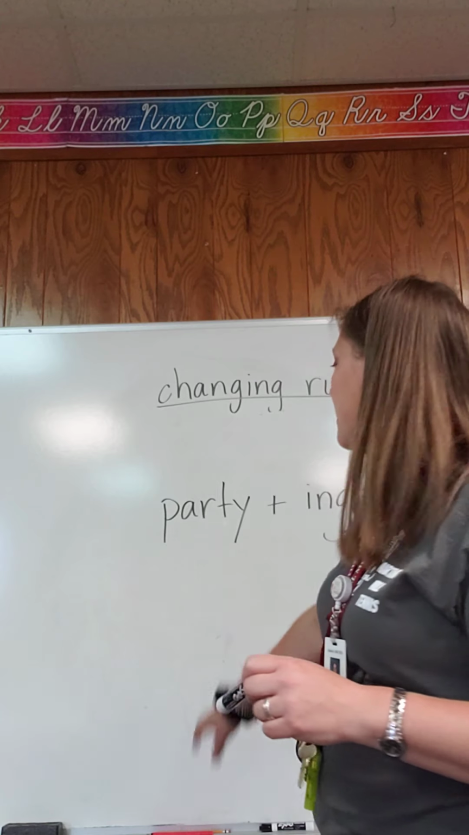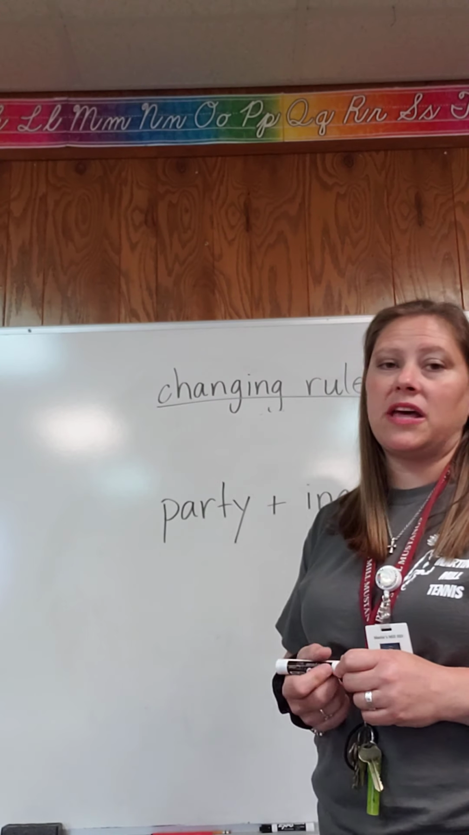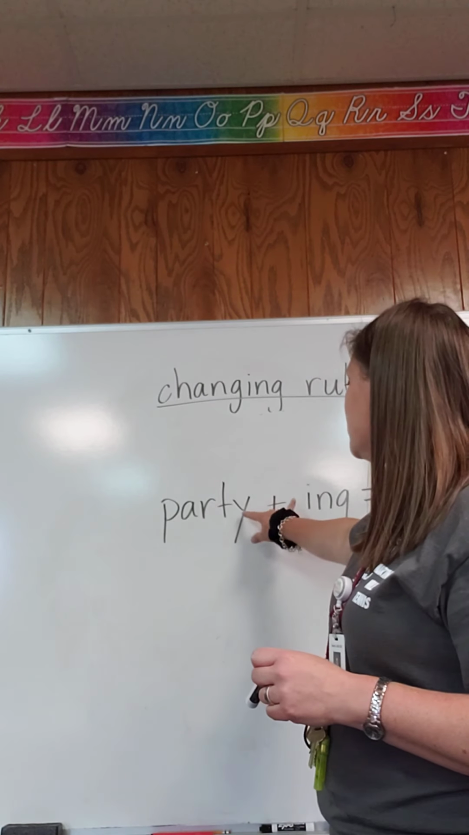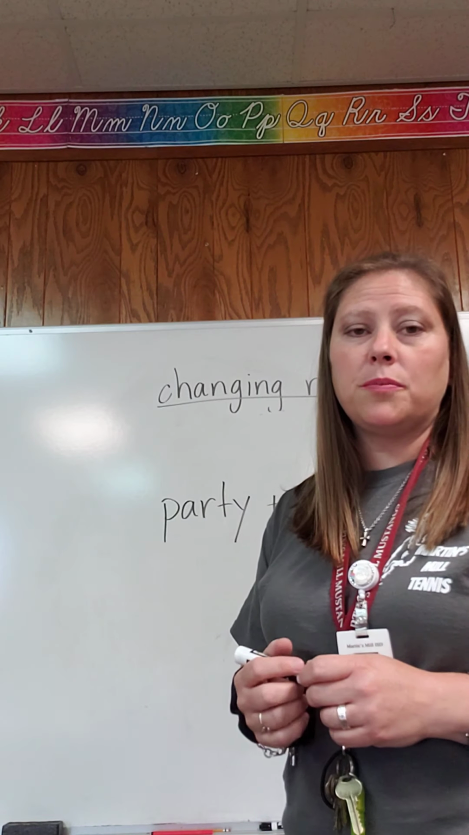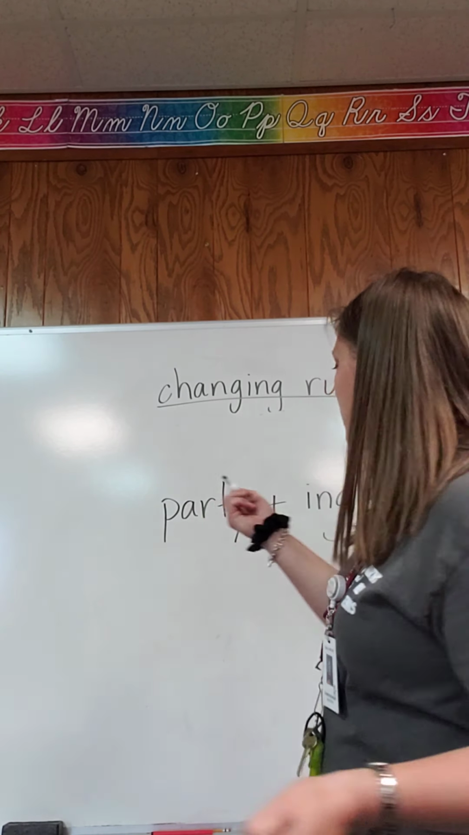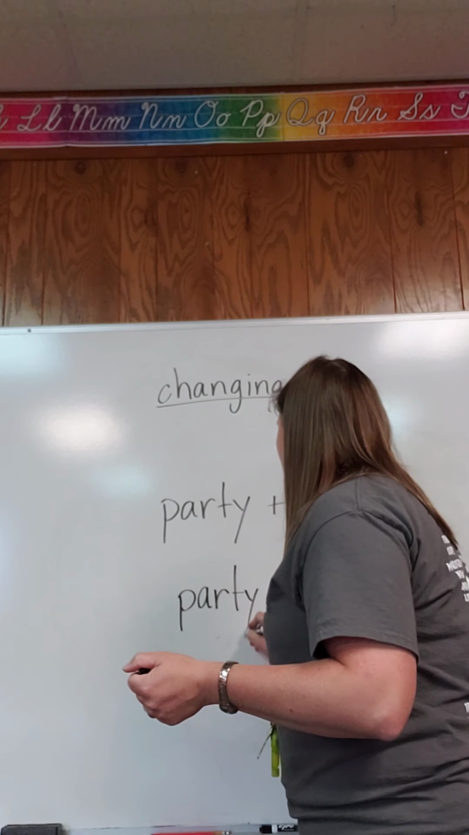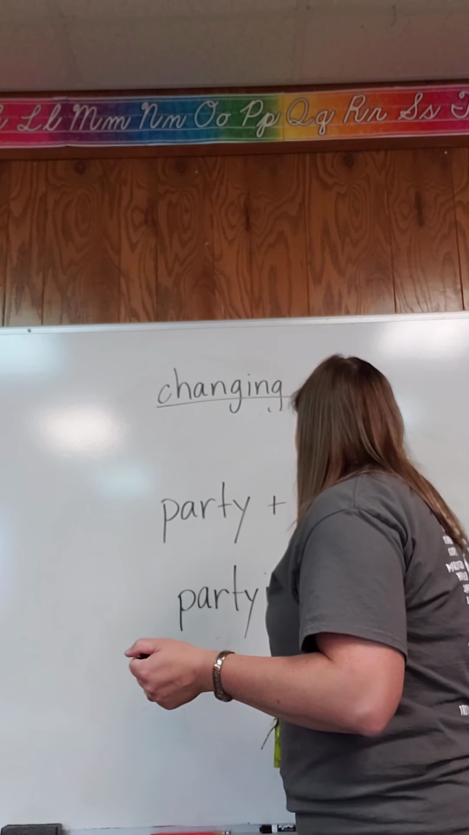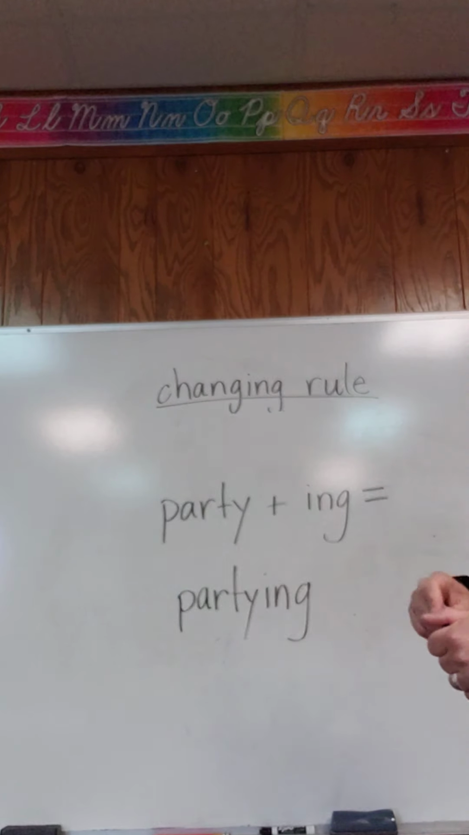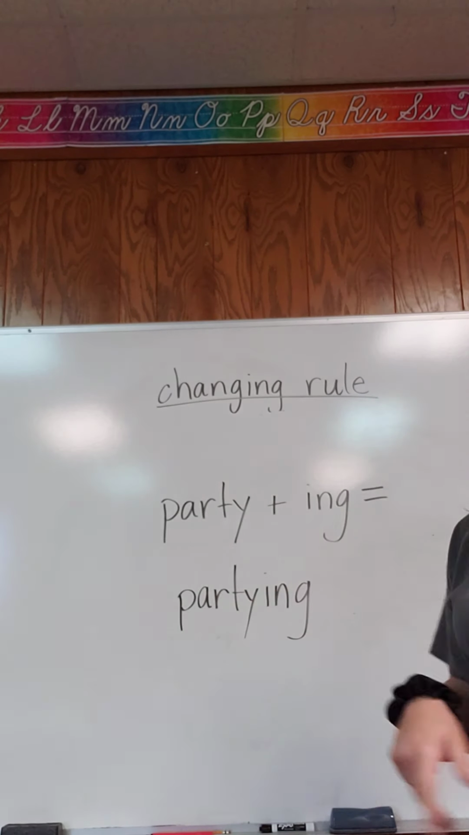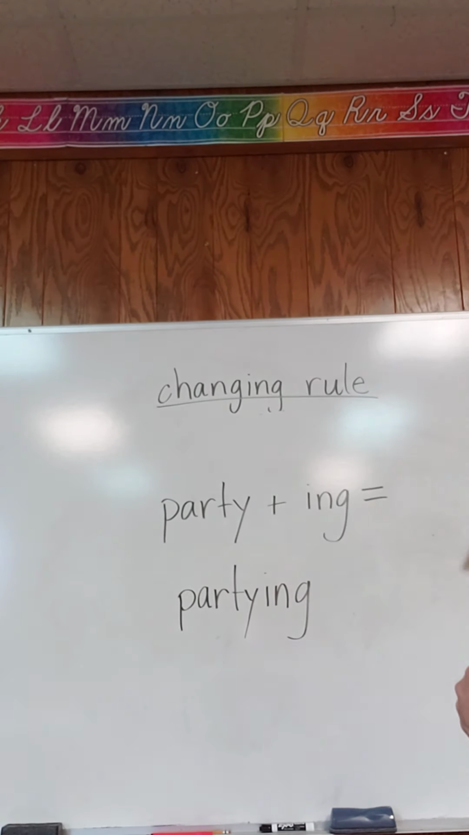That's correct. That means we are not going to change that Y to an I, because having two I's together for partying, not going to work. Okay? So at this point, you are just going to take party and you are going to add on suffix ing, and you have the word partying. Okay?